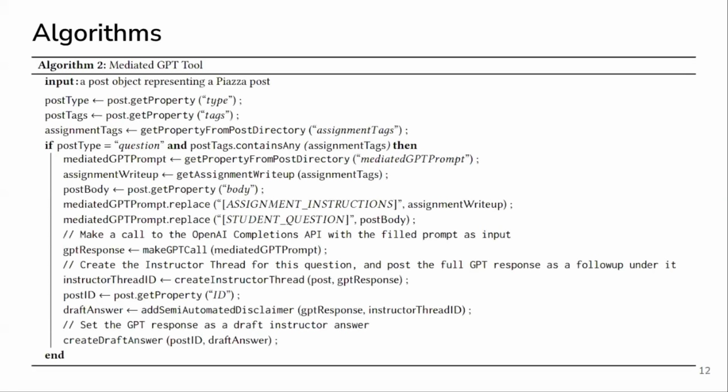For our mediated GPT tool, this is the algorithm at a very high level. We're given a single post. We want to figure out what assignment that post is talking about, fetch the information from that assignment, and take the question that the student wrote and the instructions for that assignment and put them inside our prompt that we send to GPT. We get a response back, and then we're able to draft that under the student's post.